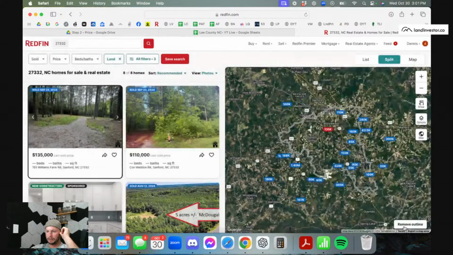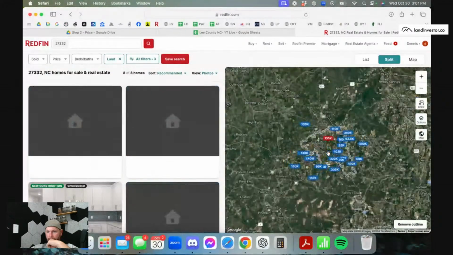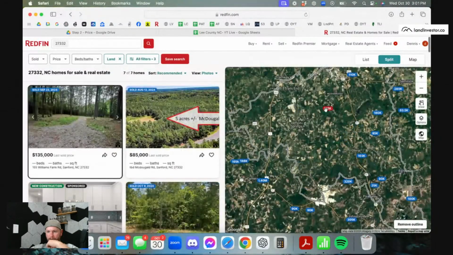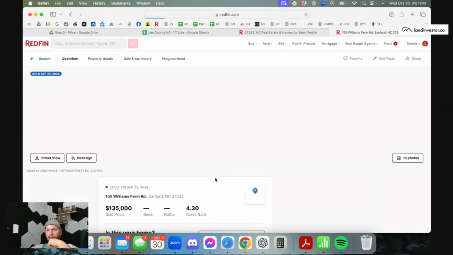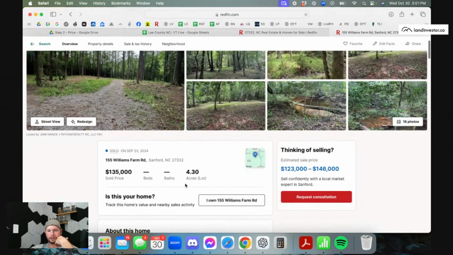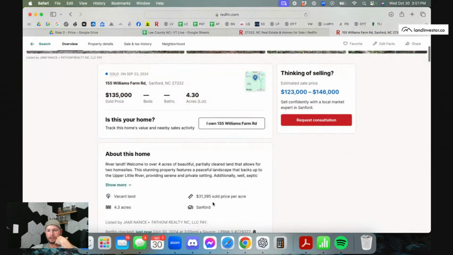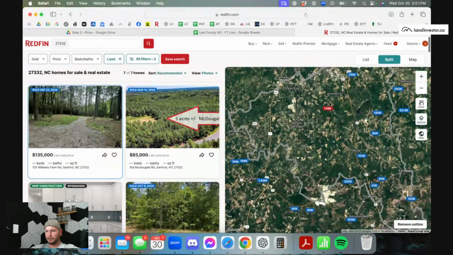Only 8. I'm not going to have enough data to price that. So I'm going to spot check a few of these and then just project that. So 135, 35, 31, it's 32. Okay.